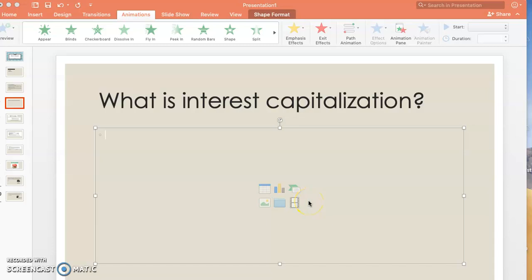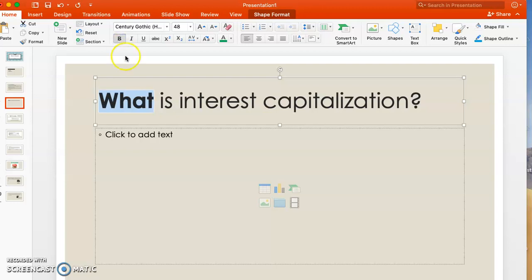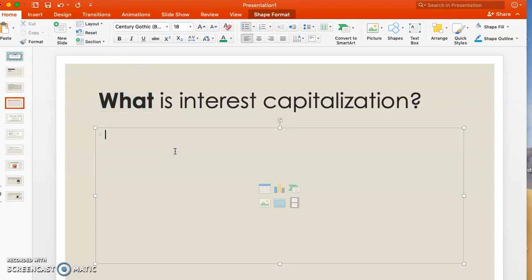Okay, so the very first question we need to address is what is interest capitalization? I know that a lot of students see it everywhere. They know what to do when they see it, but they don't actually know what it is, right? Interest capitalization just means that the interest on the loan is added to the principal amount. Okay, I hope you know what principal amount is.